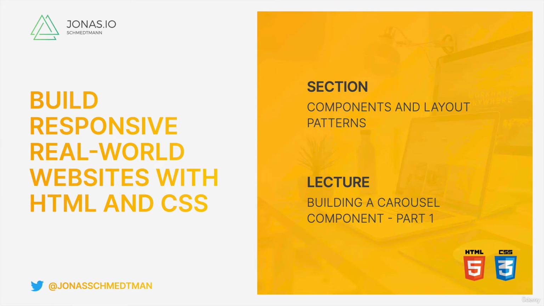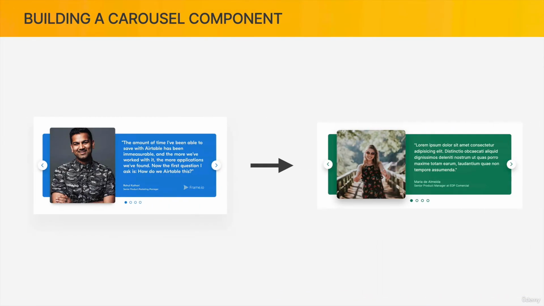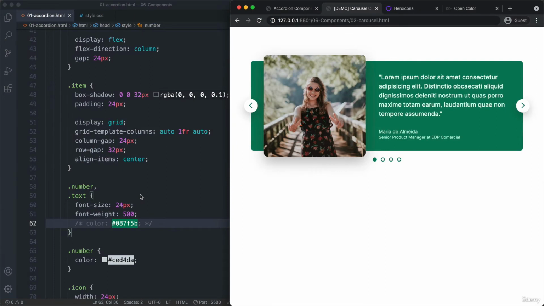All right, let's now have some more fun by building another component. And so in this lecture and the next one, we're going to build a carousel component. And just like with the last one, I chose one of the components, so one of the carousels that we saw before in the component gallery. So this blue carousel here that I thought would be fun to recreate together with you now over these two lectures.